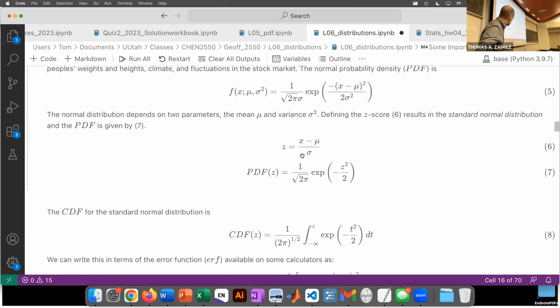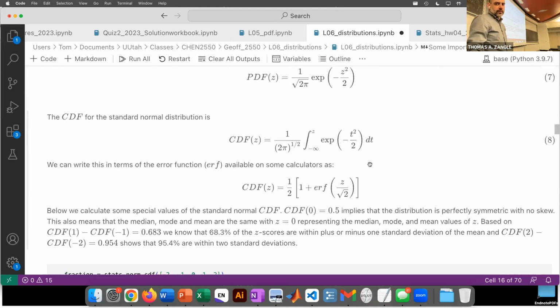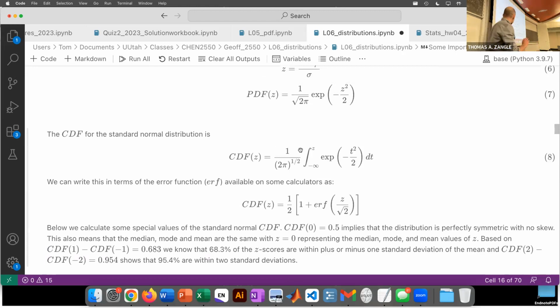But if we define a z-score in this way, then we can simplify our PDF: the PDF of z is just 1 over square root of 2 pi times exponential of minus z squared over 2. And then in terms of that PDF and z-score, we can write out the cumulative density function for this normal distribution as the integral of that function.